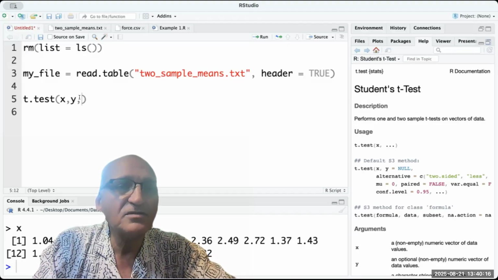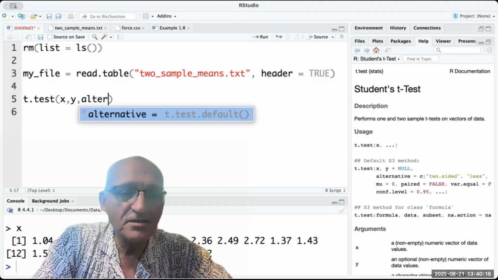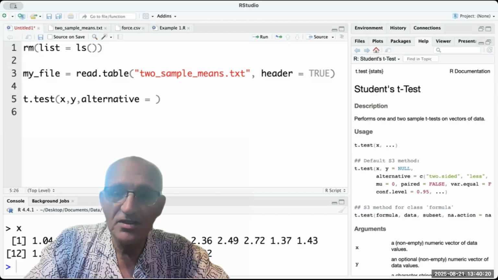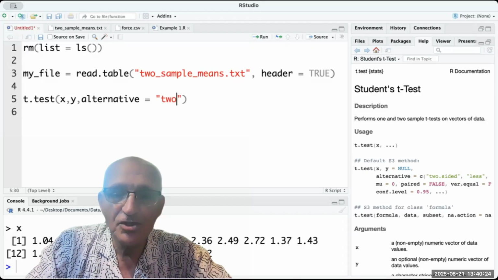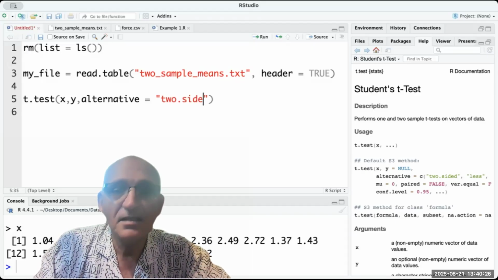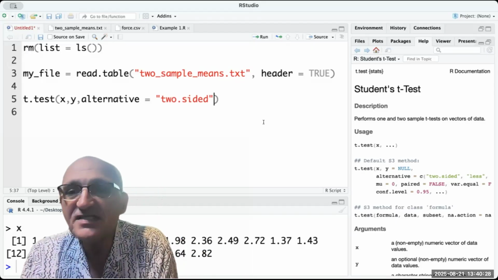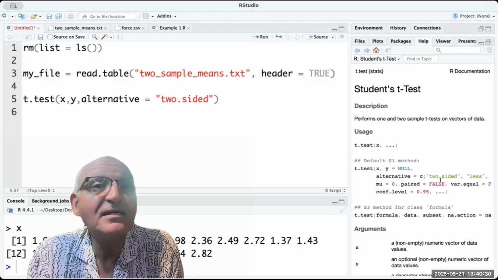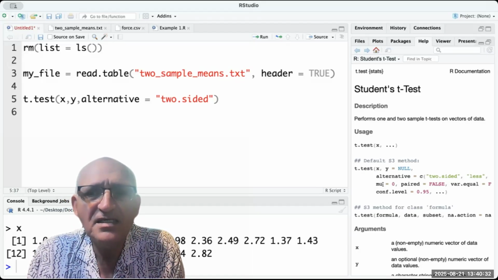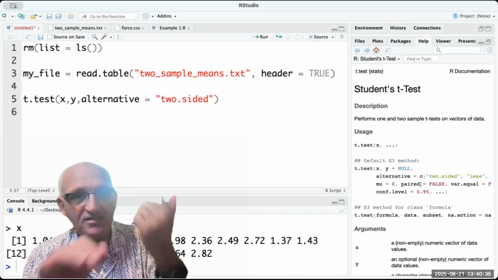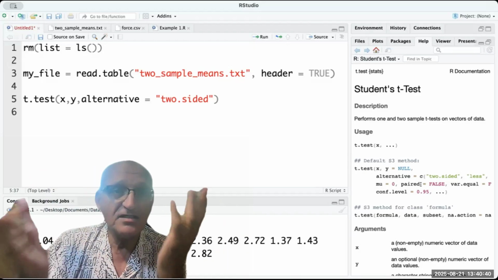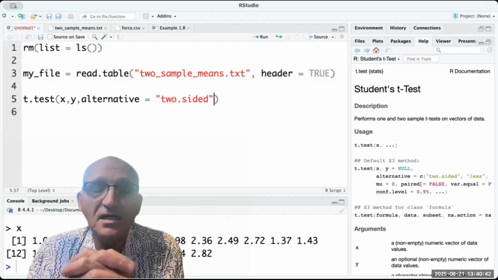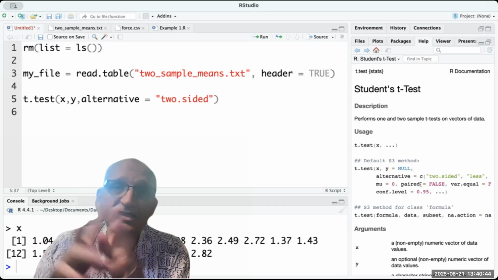Oops, I'm sorry. Alternative equals, and then between quotation marks, two-sided. Do you see after that it says paired, meaning is X and Y dependent? Paired t-test is the one we did in the last session when we said new tires and old tires, and they are dependent on each other, and we subtracted.